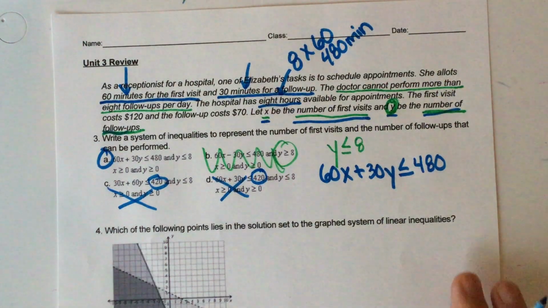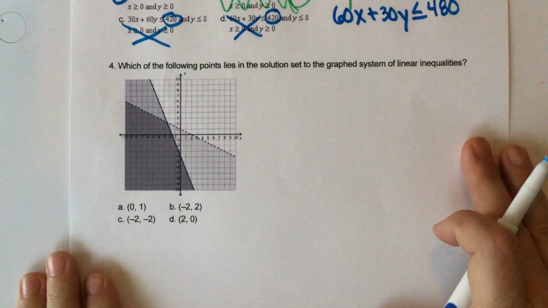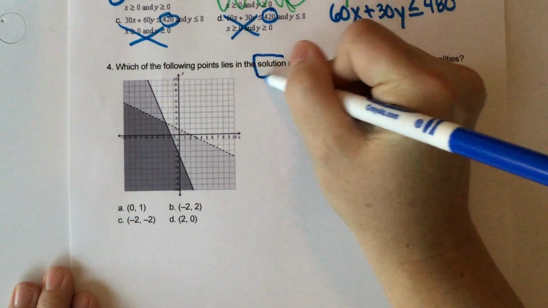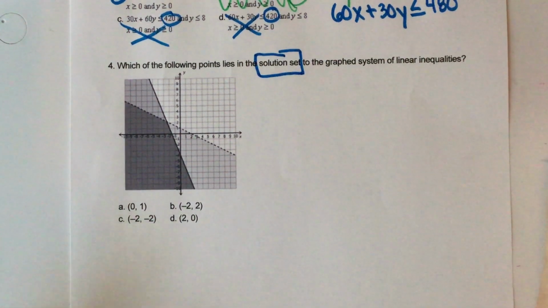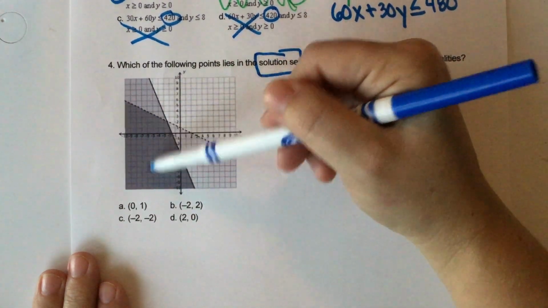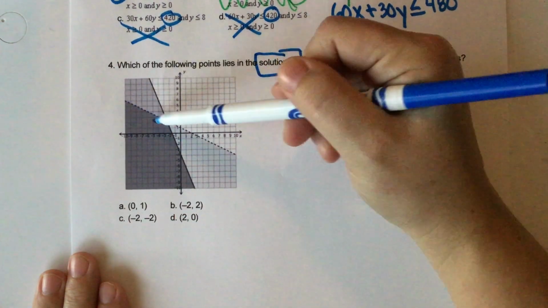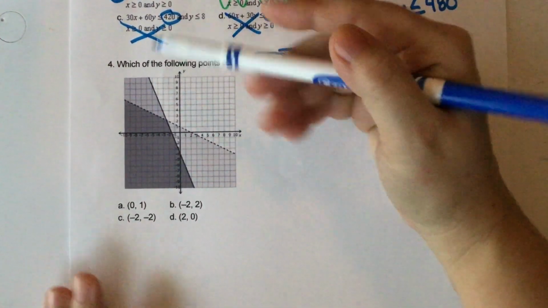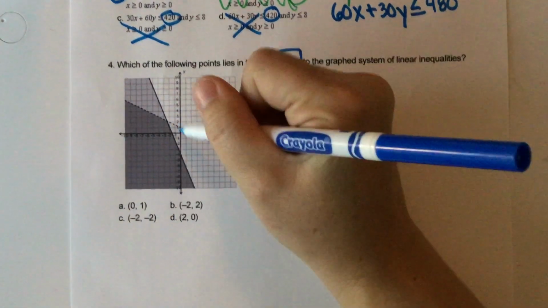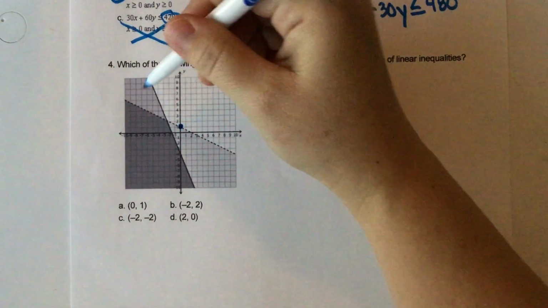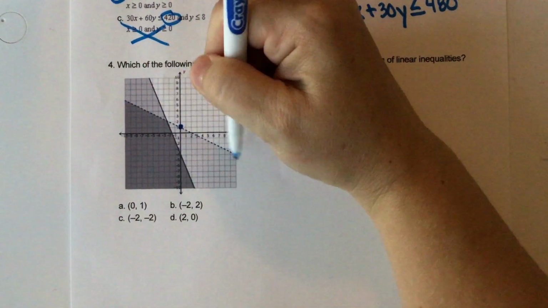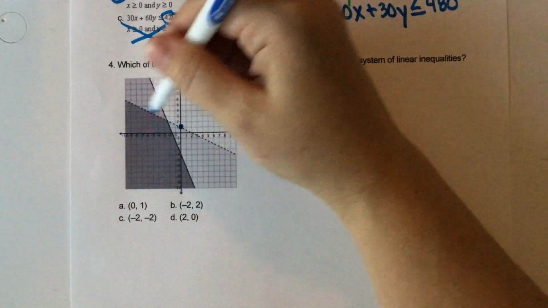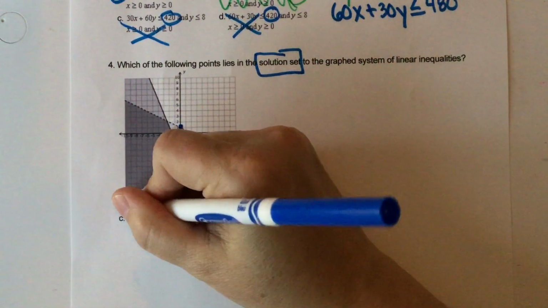Okay, let's go to number 4. Number 4 says, which of the following points lies in the solution set to the graph system? So remember, the solution is where the shadings overlap. In this section right here is where all of the solutions are. So if I look for 0, 1, I go up 1. Well, that's not even a solution to this line because it's a dashed line, and that is not in this shaded section where the shadings overlap, so he's out.